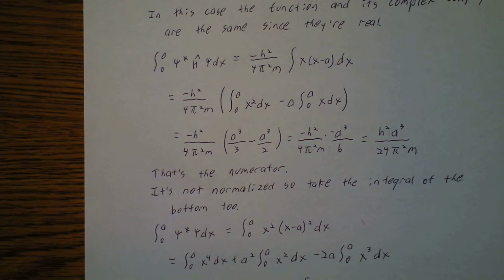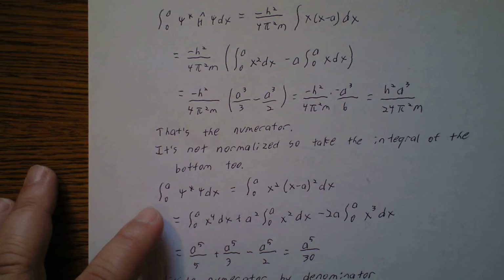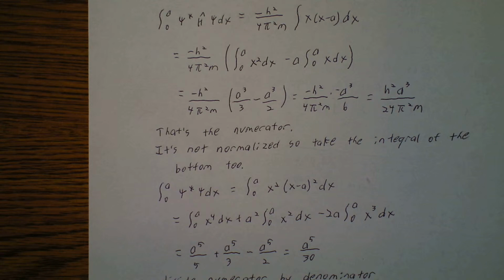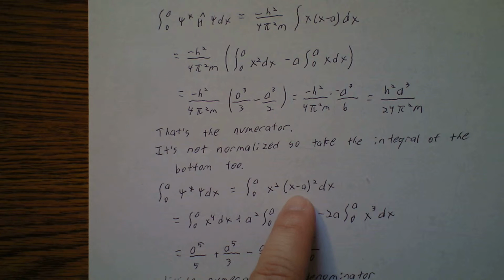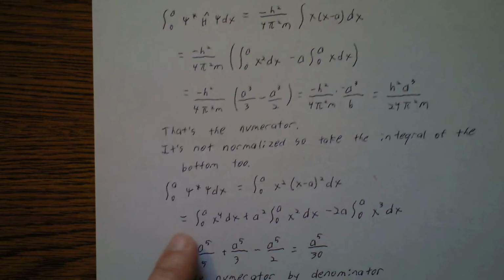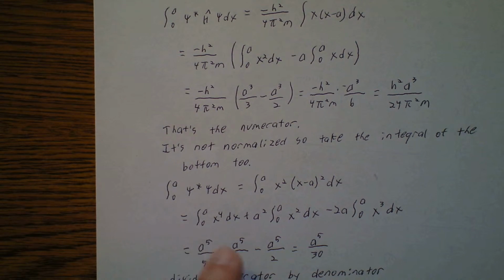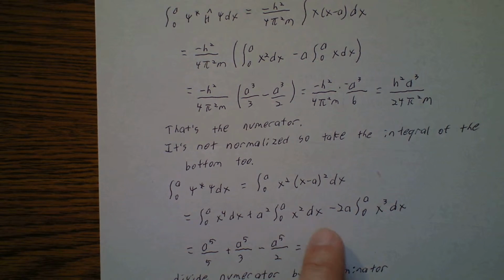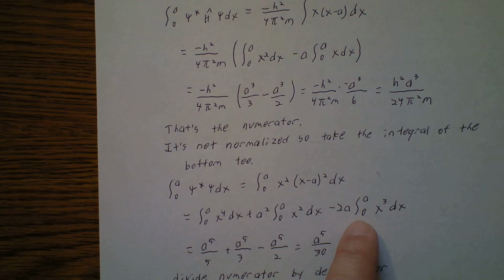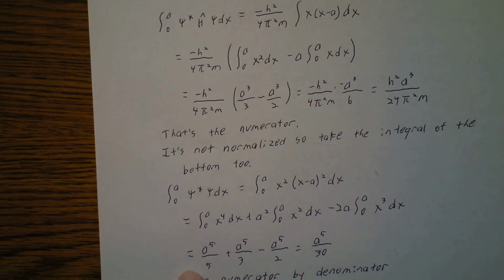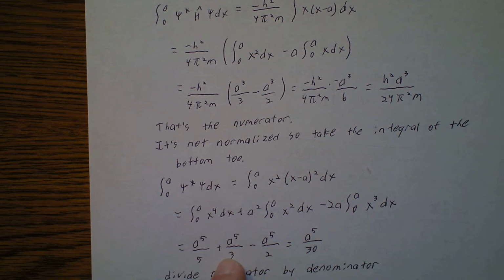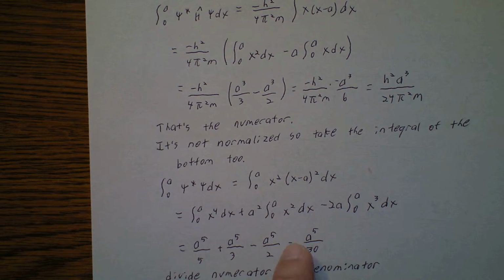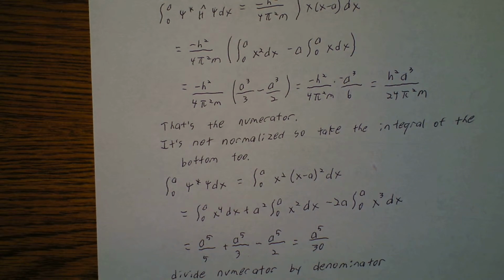So it's not normalized, so we have to take the integral of the bottom too to normalize it. So we got the integral from 0 to a of psi star psi dx, and that's going to be equal to the integral from 0 to a of x squared times (x minus a) squared dx. And that's going to be equal to the integral from 0 to a of x to the 4th dx plus a squared times the integral from 0 to a of x squared dx minus 2a times the integral from 0 to a of x cubed dx. So we get a to the 5th over 5 plus a to the 5th over 3 minus a to the 5th over 2, and that simplifies to just a to the 5th over 30.